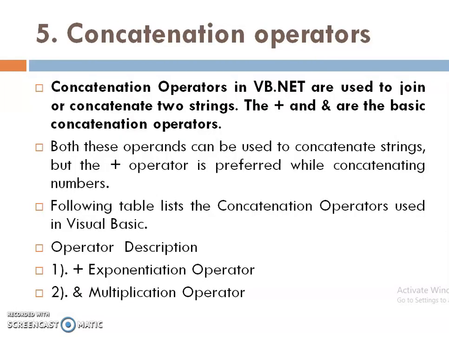Now the last operator is the concatenation operator. Concatenation operators in VB.NET are used to join or concatenate two strings. The plus and ampersand are the basic concatenation operators. Both these operators can be used to concatenate strings, but the plus operator performs addition while concatenating numbers. The following table lists the concatenation operators used in VB. The first is the plus symbol, and the second is the ampersand symbol.